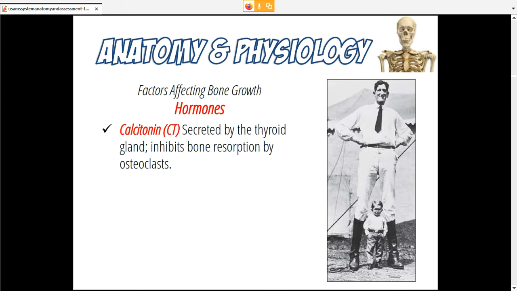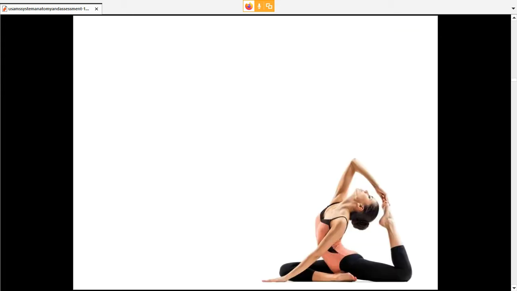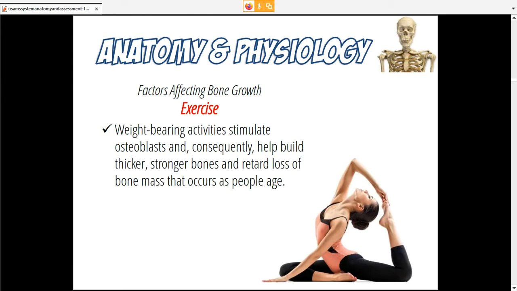Okay, then coming to the last hormone is calcitonin. It is secreted by the thyroid gland, inhibits the bone resorption by osteoclasts. Then the exercise is also weight bearing activities stimulate osteoblasts and consequently help build thicker, stronger bones and retard loss of bone mass that occurs as people age. Okay, so these are the structures we have to concentrate.